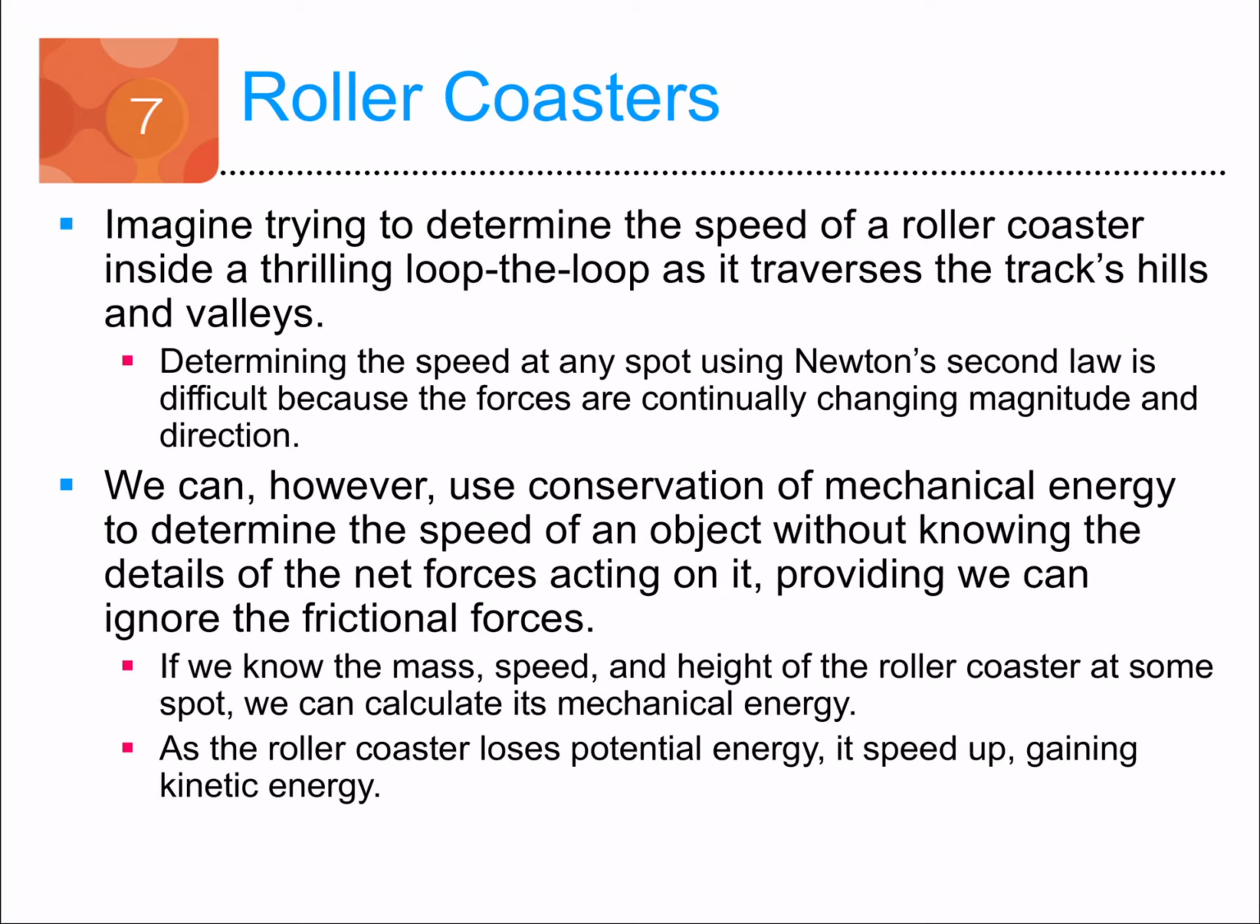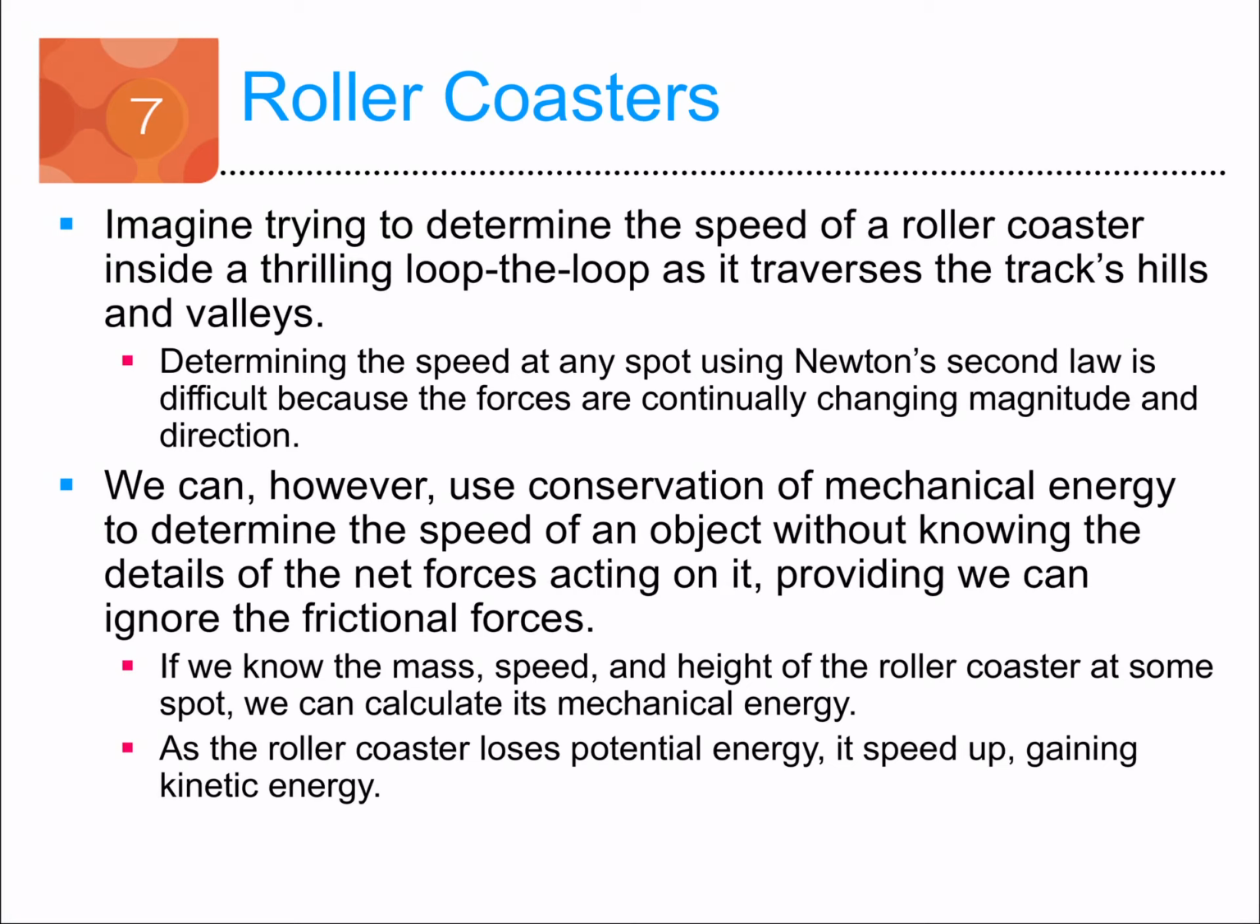If we wanted to look at the speed of a roller coaster through all its loop-de-loops, hills and valleys, it would be hard using Newton's second law because the forces are continually changing in magnitude and direction. But we can use the conservation of mechanical energy to determine the speed without knowing the details of the net force. Now, we do have to ignore frictional forces.